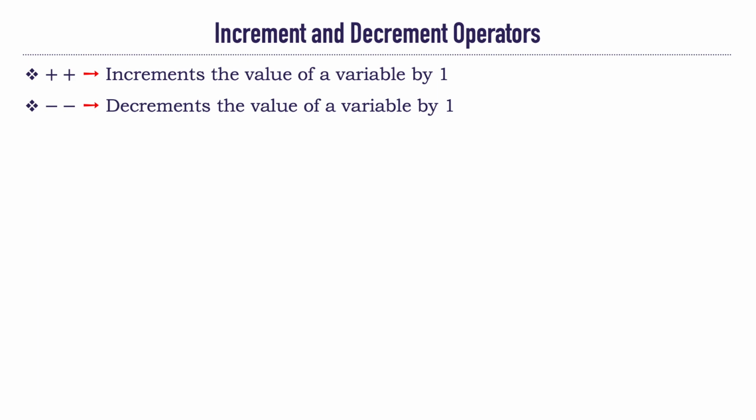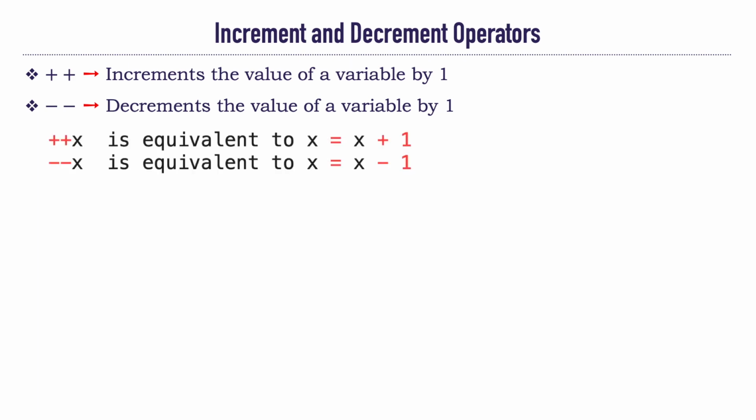So C provides the increment operator plus plus, which increments the value of a variable by 1, and minus minus, which decrements the value of a variable by 1, right? So we can use these increment and decrement operators as follows. We can have plus plus x, which increments the value of x by 1, whereas minus minus x decrements the value of x by 1.